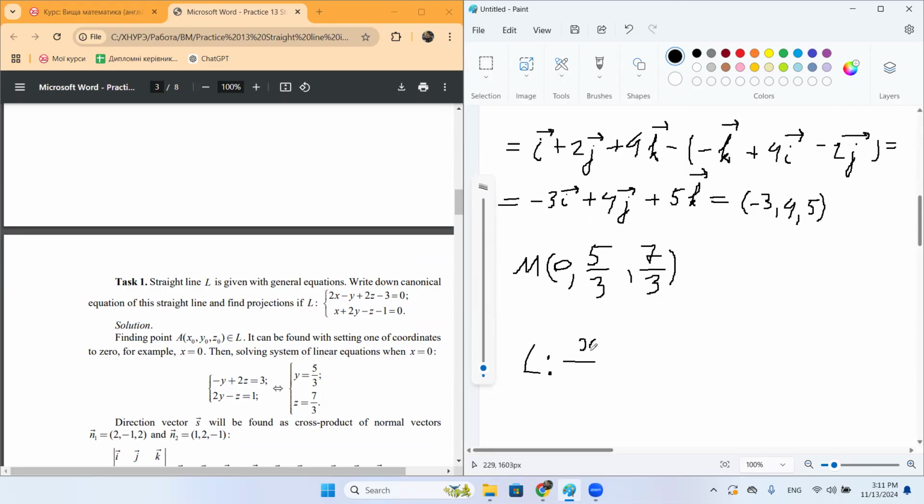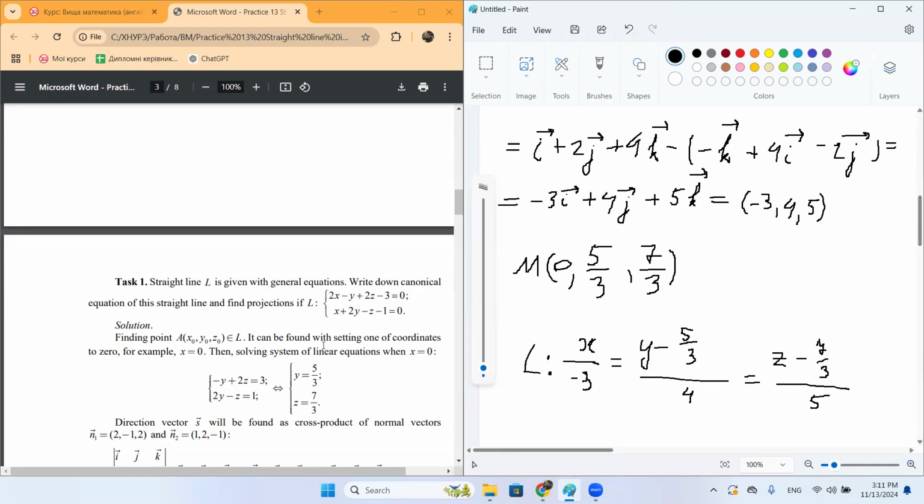So x divided by minus 3 equals y minus 5/3 divided by 4 equals z minus 7/3 divided by 5. So this is the canonical equation.